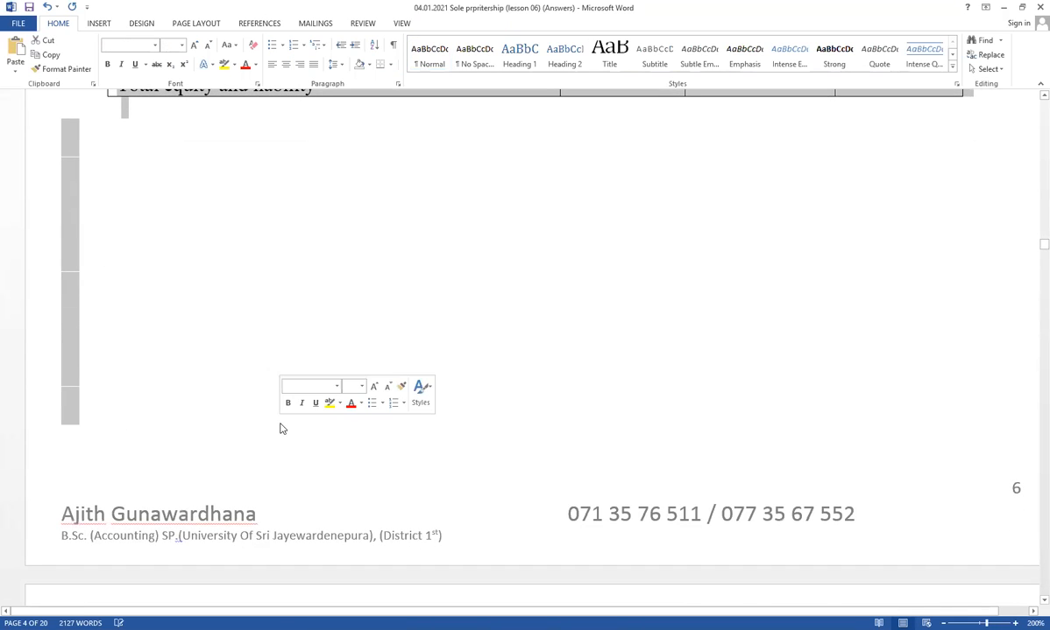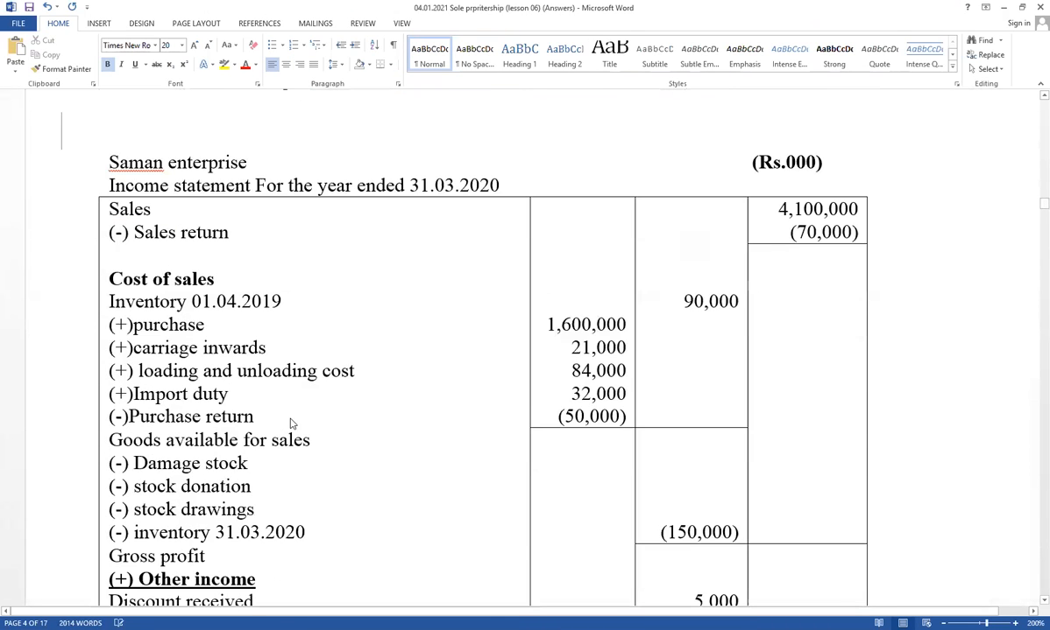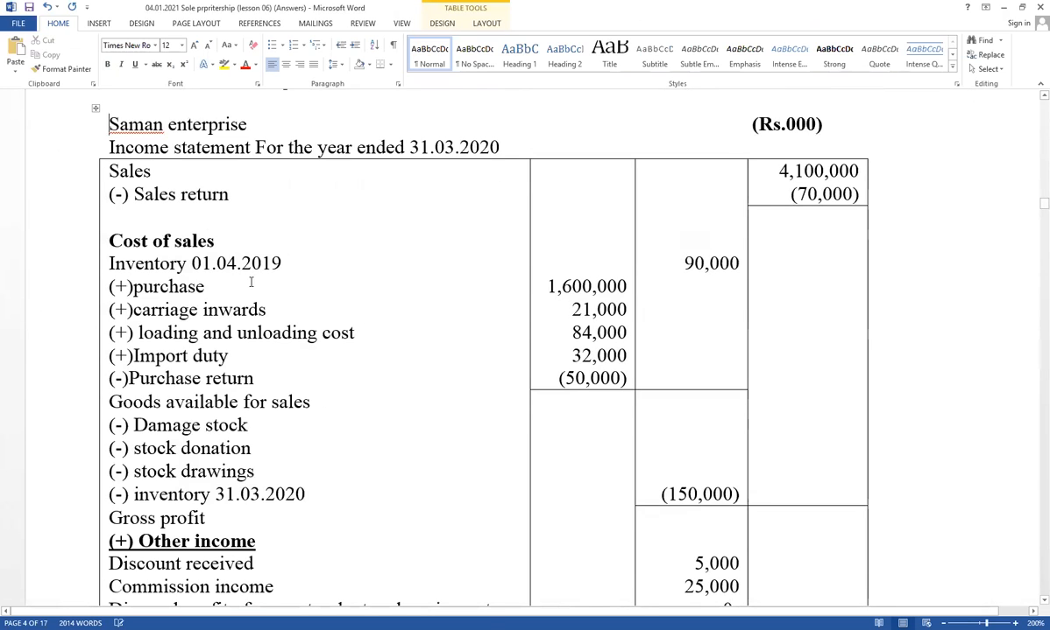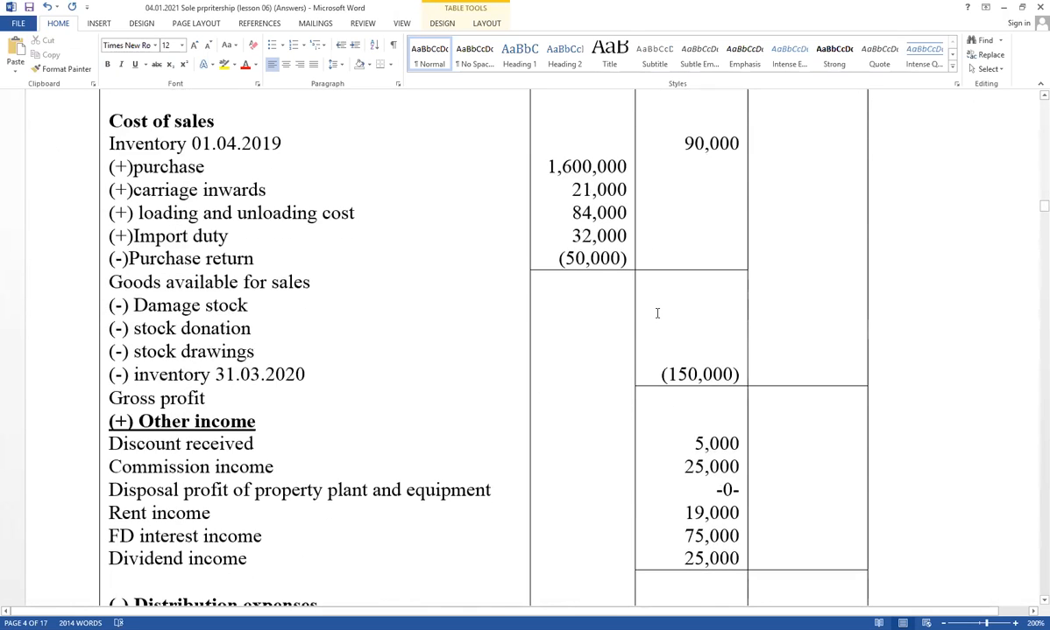Information included in the trial balance recorded. Now think about this one. Sales minus sales return. Then opening inventory available under cost of sales calculation. And purchase, carriage inwards, loading unloading cost, import duty, and purchase return. Therefore, take value here. And damage stock, donation, drawings.